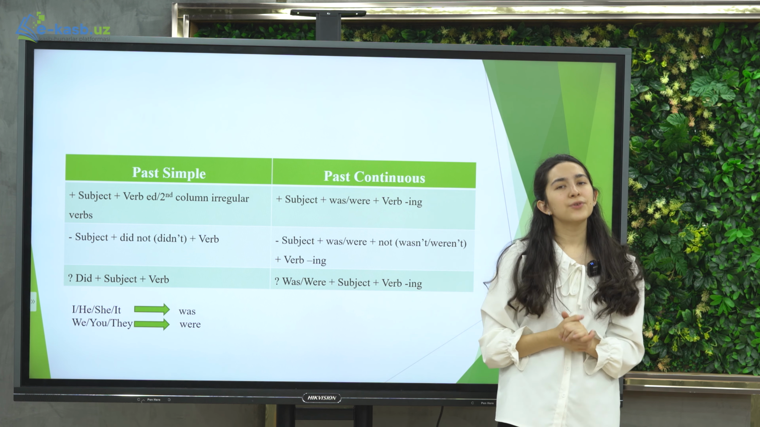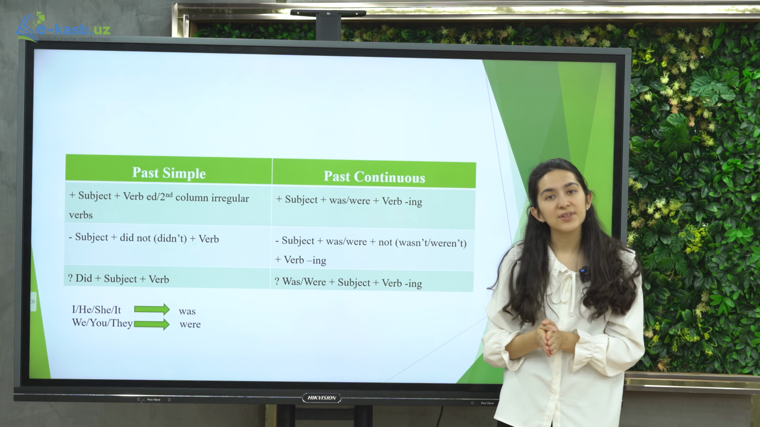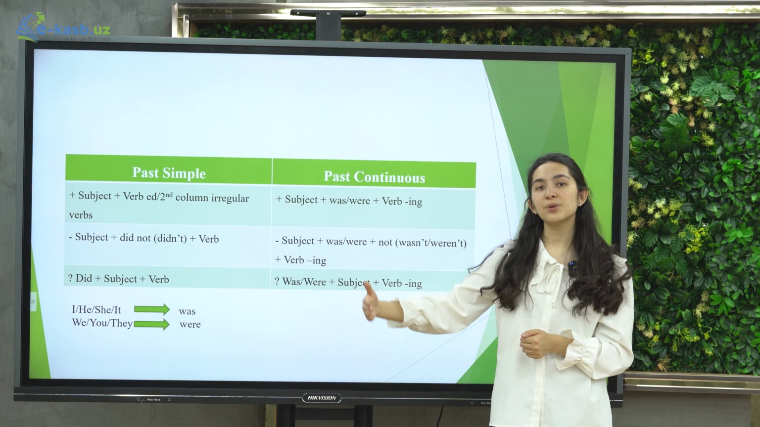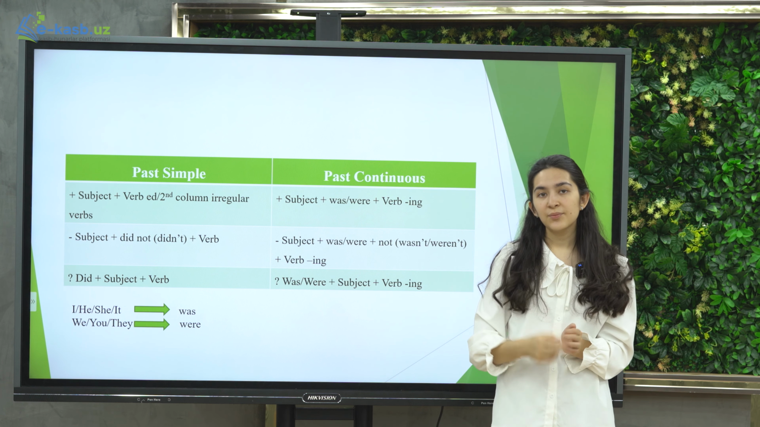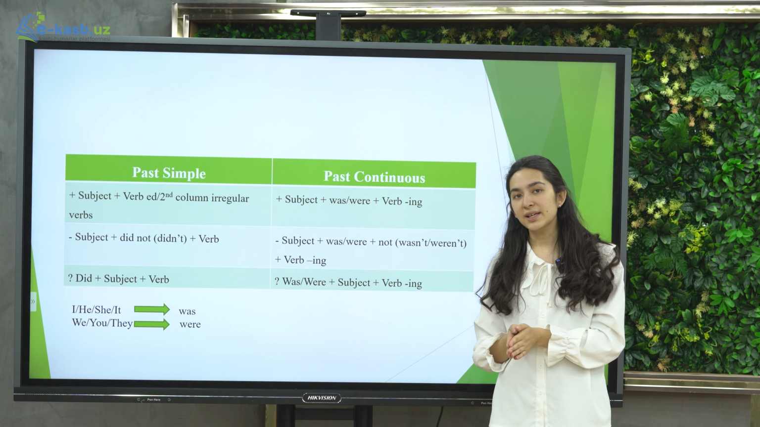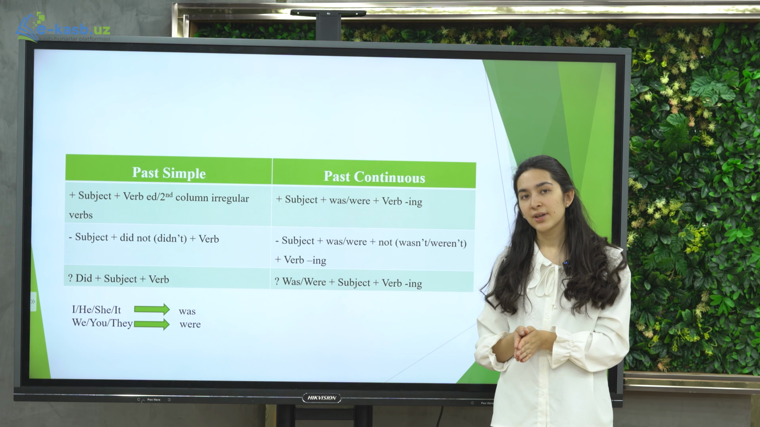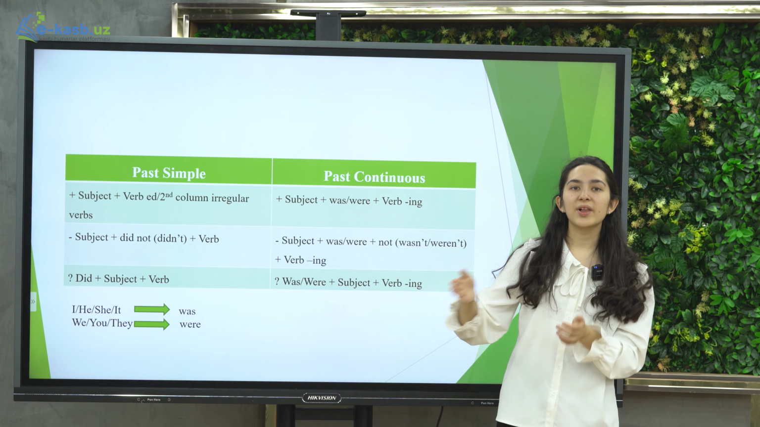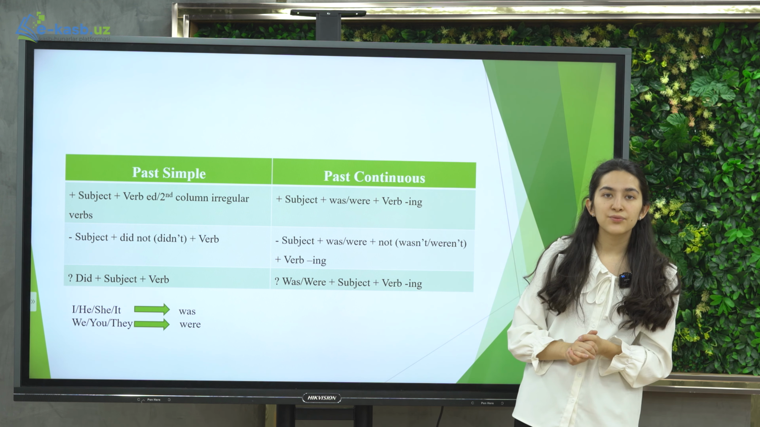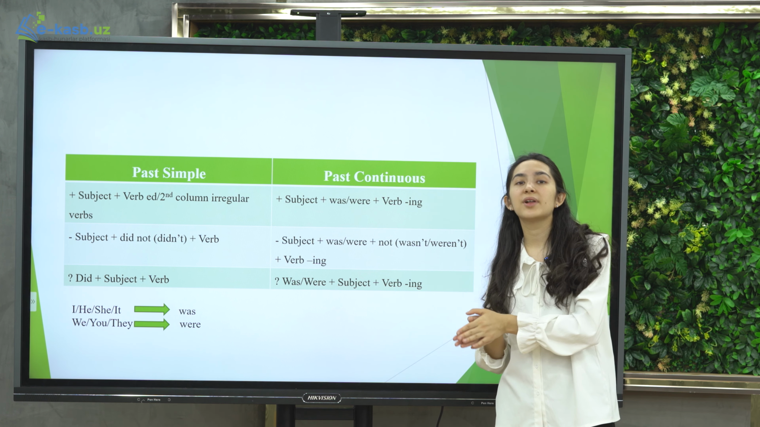So, what is the formula of past simple? Please, can you tell me without looking at the board? Yes, of course. The formula of past simple is subject plus verb, second column, or ed plus object. Negative is what? Of course, subject plus did not or didn't plus verb. And the question form is did plus subject plus verb.